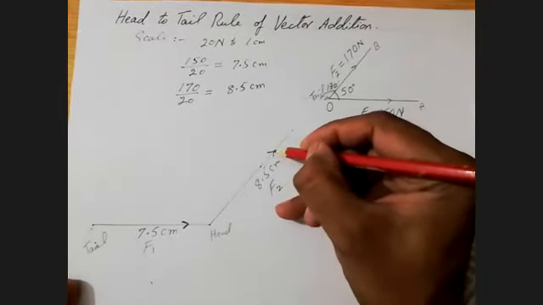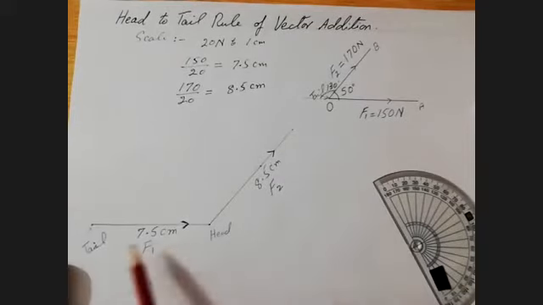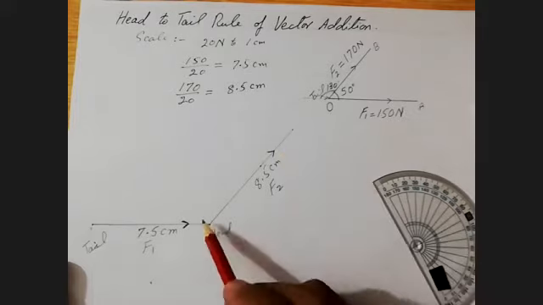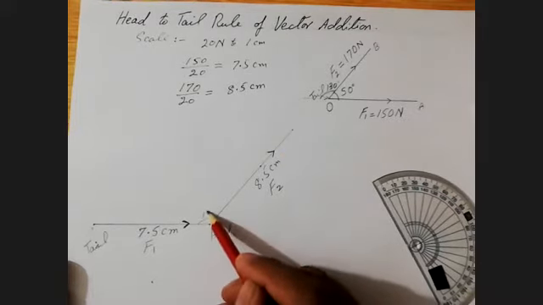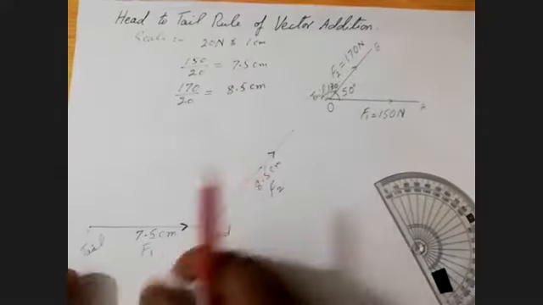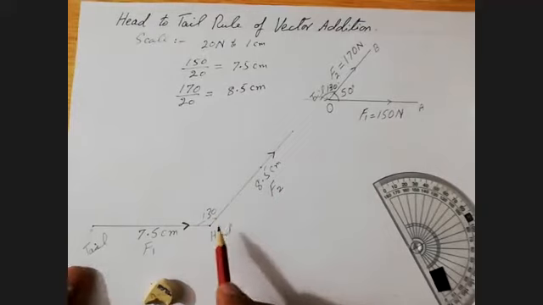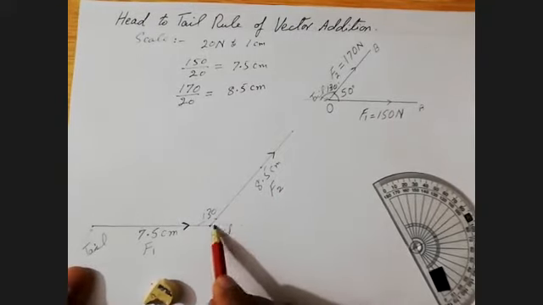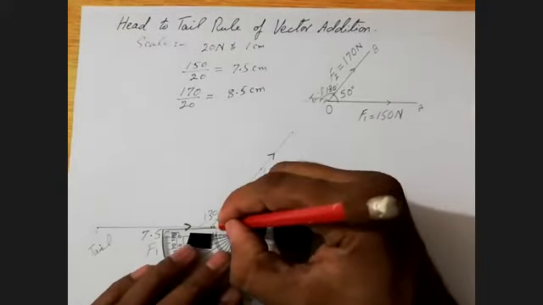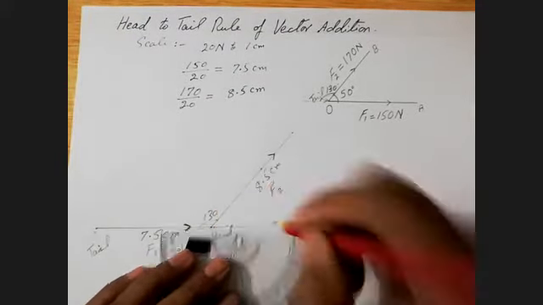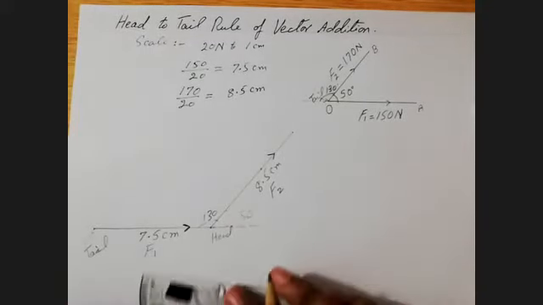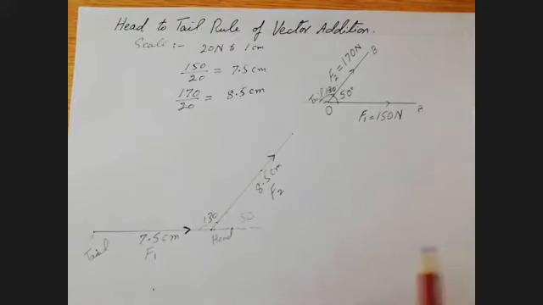This is F2. Now you can see that the head of the first vector F1 is joined with the tail of the second vector. Here there is an angle of 130 degrees. Instead, you can say that if I extend this line like this, and mark a dotted horizontal line here, then this will be the 50 degree angle. Please concentrate here.